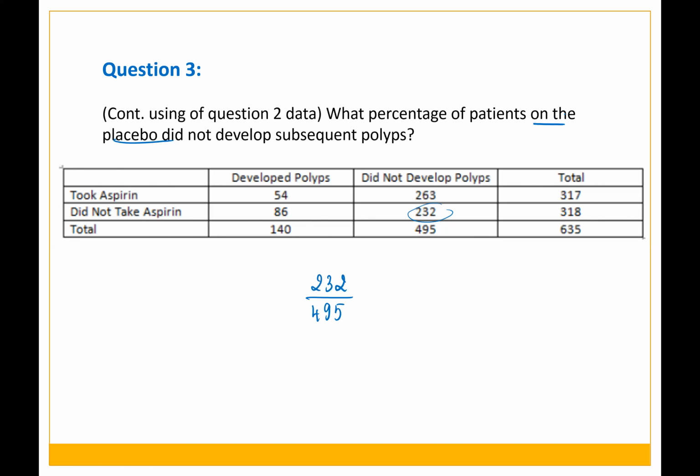So they're asking, among the people who used the placebo, what is the percentage that did not develop subsequent polyps. So it's going to be divided by everyone doing the placebo. Well, actually, no. Everyone using the placebo, which is 318 people, and who did not develop polyps, which is 232 people. So this is the answer for us.